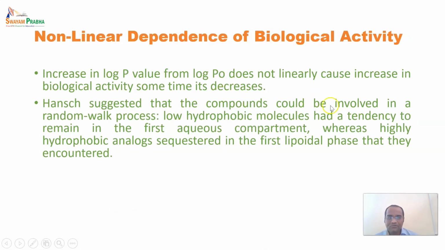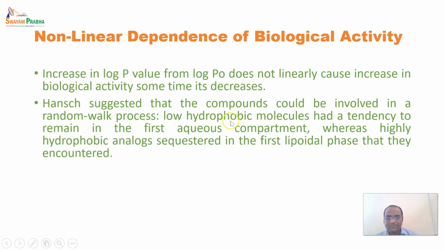Hansch suggested that the compounds could be involved in a random walk process. Low hydrophobic molecules had a tendency to remain in the first aqueous compartment, whereas highly hydrophobic analogs sequestered in the first lipoidal phase that they encountered. So when there is entry of a molecule, in the random walk, it means that a molecule with low hydrophobic character will remain in the aqueous compartment. So low hydrophobic, it means that it is inverse to hydrophilicity.